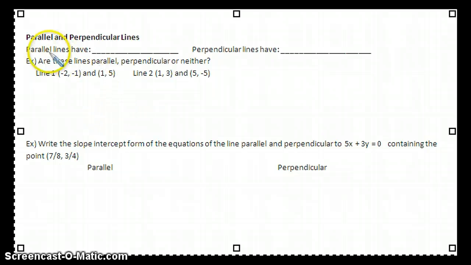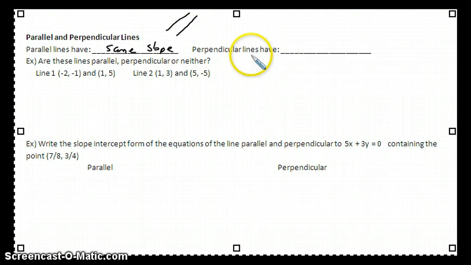Alright, the next concept we're going to talk about is the difference between perpendicular and parallel lines. One key characteristic about perpendicular and parallel lines is the idea that their slopes are either the same or negative reciprocals. If they're parallel lines, they're going to have the same slope. That should make sense because parallel lines are going to be running off in the same direction, they're never going to intersect, so they have to be going off on the same slope.